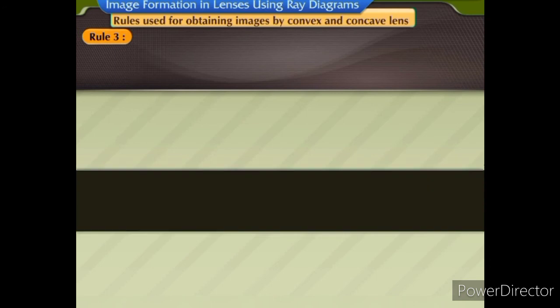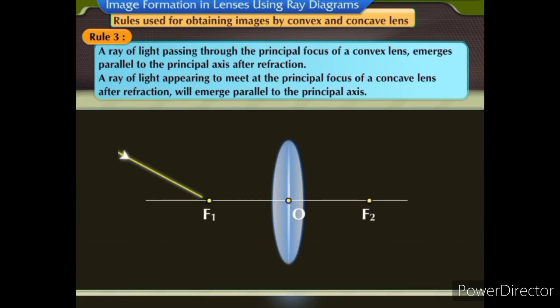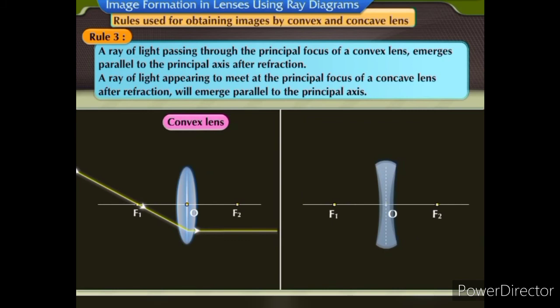Rule 3. A ray of light passing through the principal focus of a convex lens emerges parallel to the principal axis after refraction. A ray of light appearing to meet at the principal focus of a concave lens after refraction will emerge parallel to the principal axis. Let us use these rules and draw ray diagrams for the image formation in a convex lens for different positions of an object.